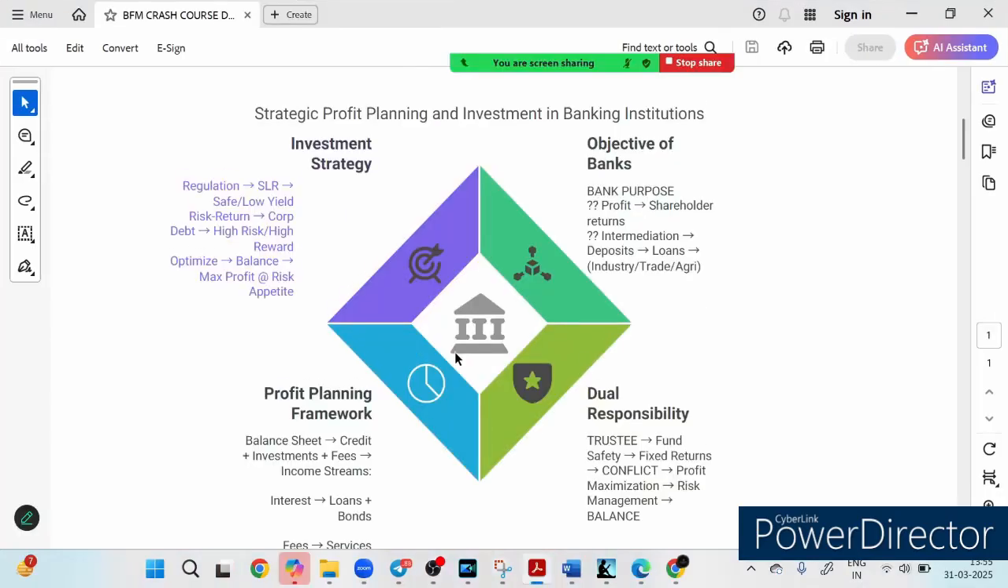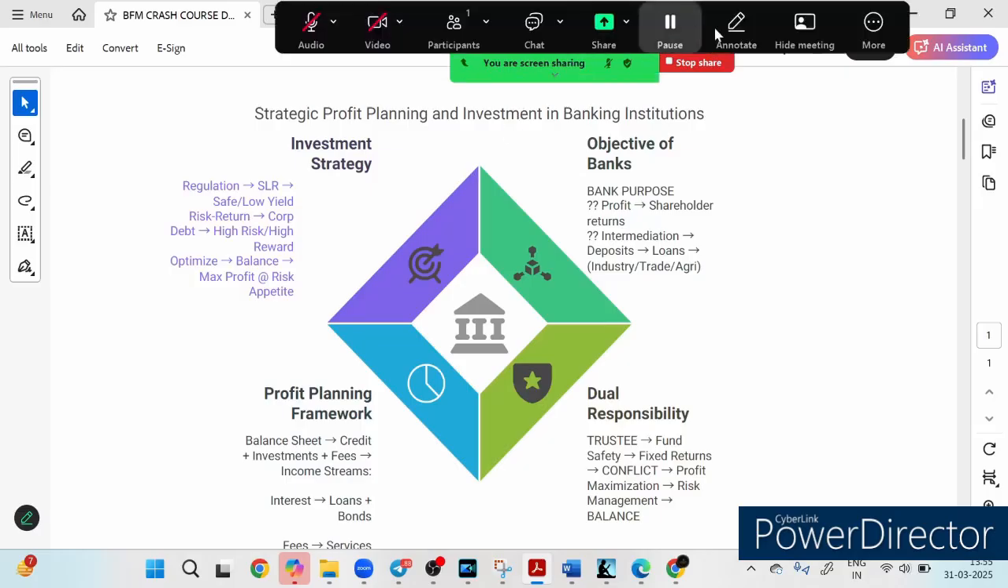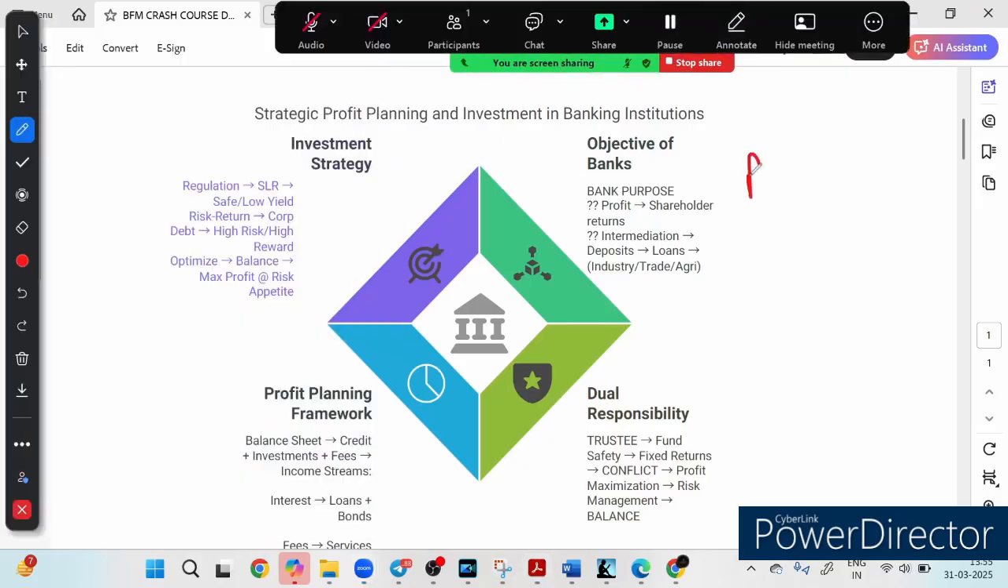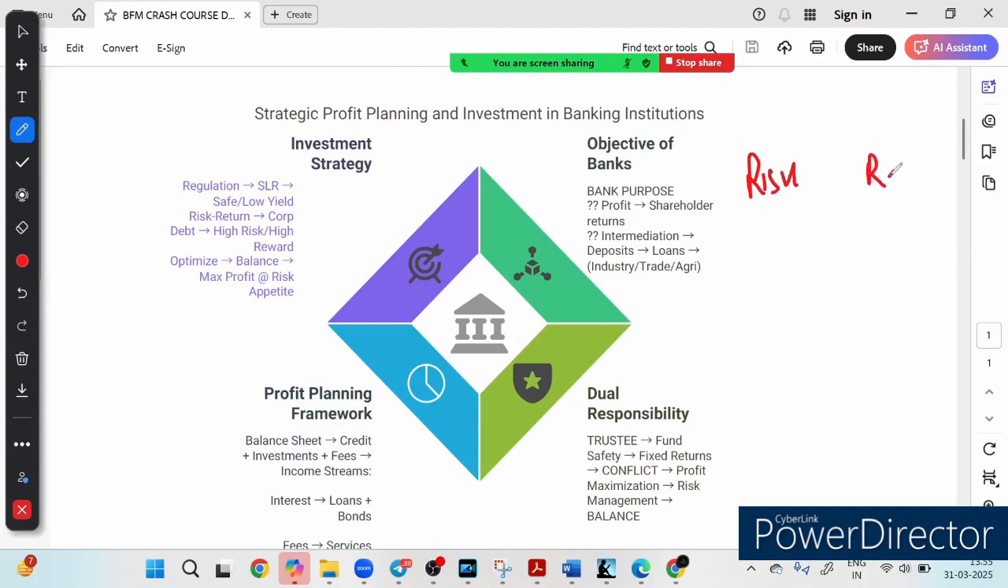So ever wondered how banks balance profit and risk? How do they maximize earning while ensuring financial stability? Let's break it down in a simple and powerful way. There are two things. On one side we have risk, and on the other side we have what? Return, or we will call it profit. And also, how do they maximize earning? So first of all, let's look at this particular diagram.